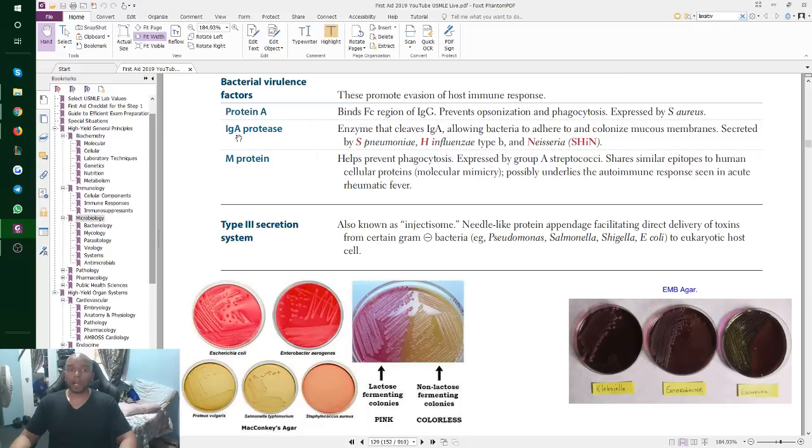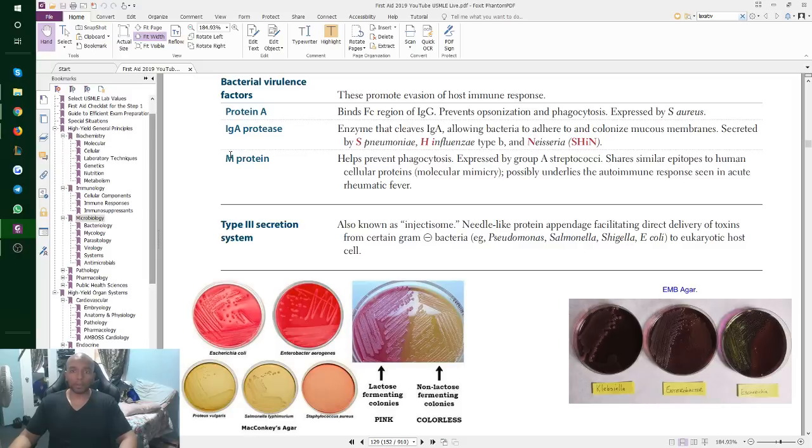IgA protease, you can tell from the name, pretty much breaks down IgA. And IgA is supposed to be there to protect your gut lumen, the entire respiratory tract. So by cleaving IgA, it allows bacteria to adhere to and colonize your mucous membranes. It's secreted by S. pneumoniae, H. influenzae, and Neisseria, all these guys that we know affect our respiratory tract and gut lumen.